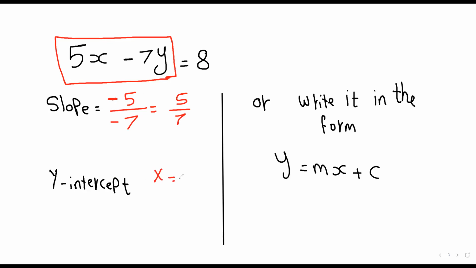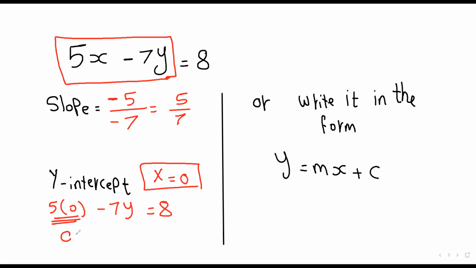And what is the y-intercept? Just let x be equal to 0. So 5 multiplied by 0 minus 7y equals 8. 5 times 0 is 0. Negative 7y equals 8. Then divide by negative 7. So y equals negative 8 over 7. That's the y-intercept.